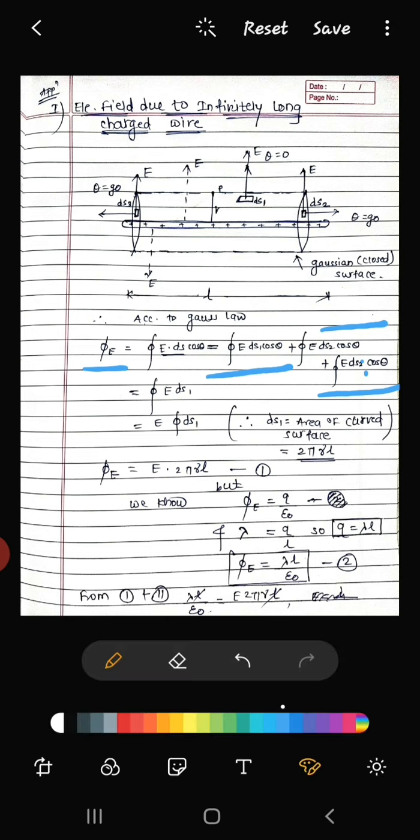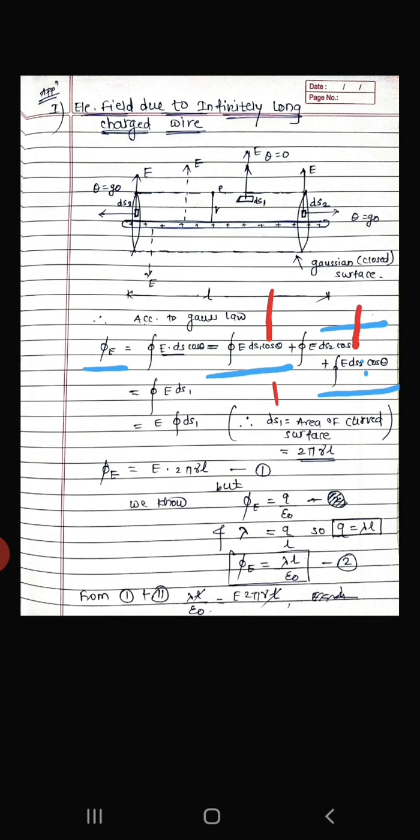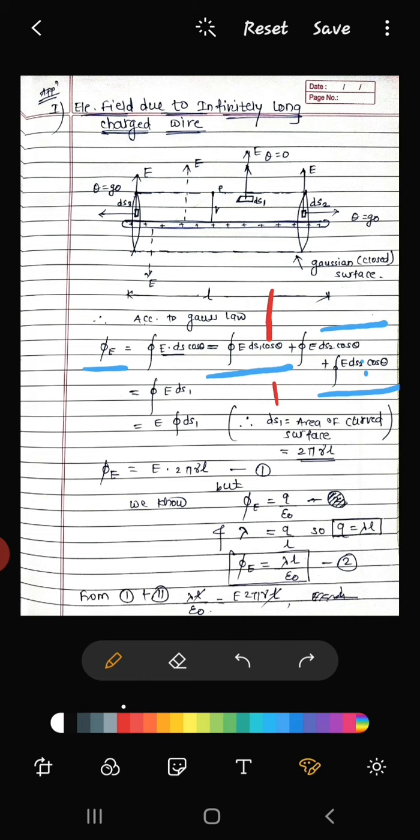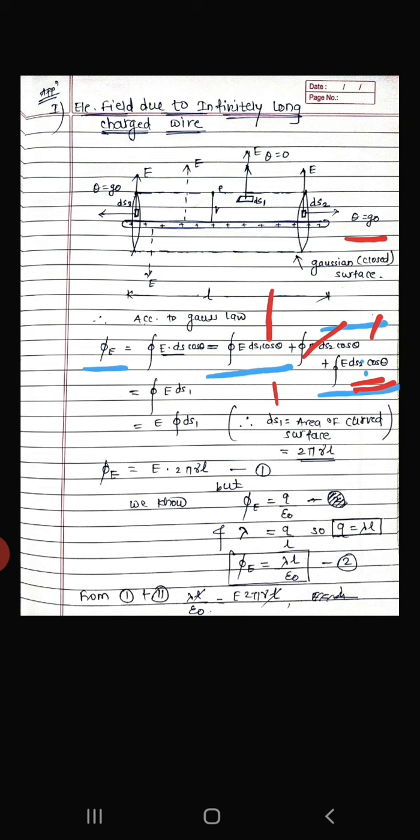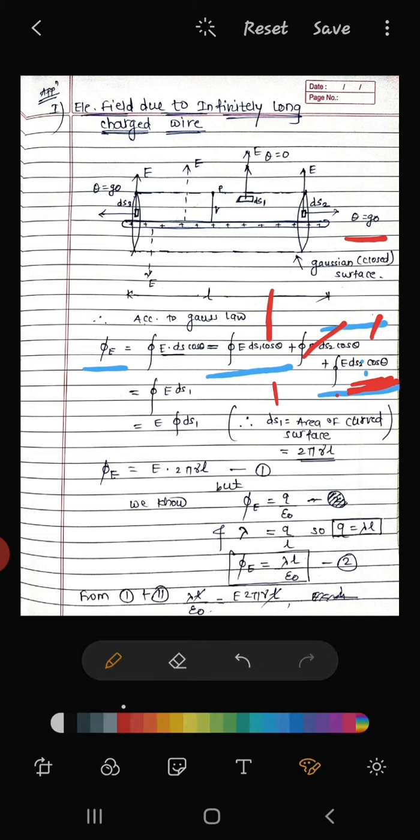Here it is 3, make it 3. E ds3 cos theta. But we know that for surface ds1, cos theta will be 1 because theta is 0. At surface ds2, theta is 90, so cos 90 will be 0, so this term will be eliminated. Similarly at ds3, cos 90 is again 0 because the angle is again 90, so this will also be 0.